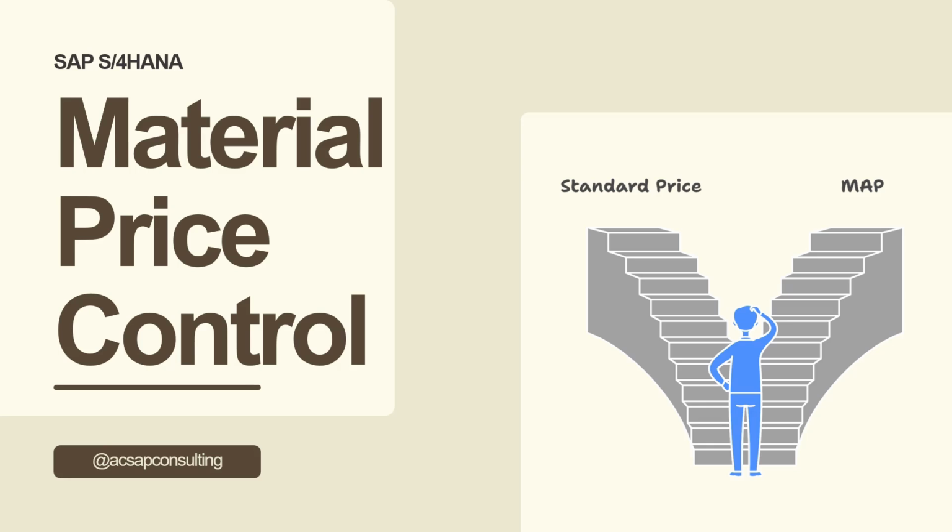In this video, we are going to understand what exactly a standard price is, what a moving average price is, which one to choose, what the recommendation is, is it a thumb rule, what happens if we choose a different one, everything about this. We will also see in the system how the transactions on the material will impact its price control or the inventory value.